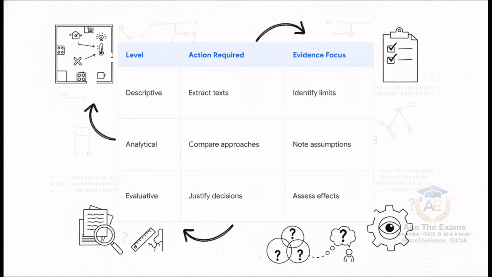Let's say a smart home WSAN fails to detect a fire early enough because the smoke sensor was placed too far from the kitchen. An evaluative A-star answer would question the assumptions made during the installation, justify exactly why a different network topology would be safer, and use solid technical evidence to back up that recommendation. Top-scoring candidates demonstrate this evaluative thinking by constantly questioning assumptions. They don't just accept the data presented in the paper, they critically interrogate it.